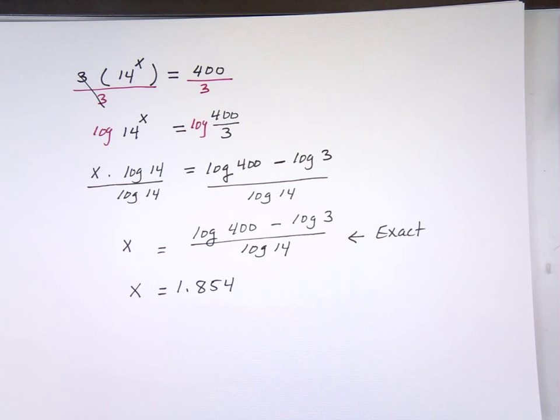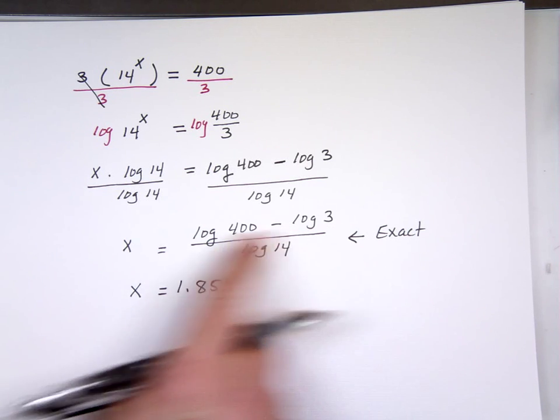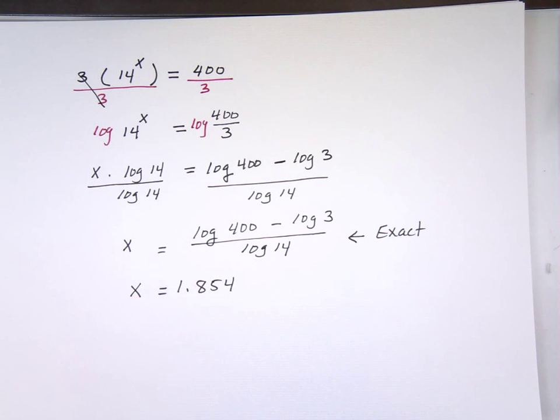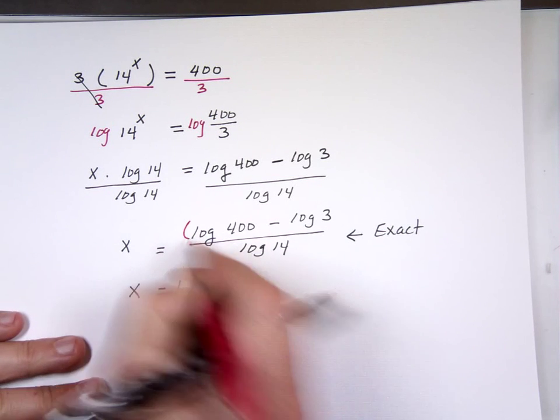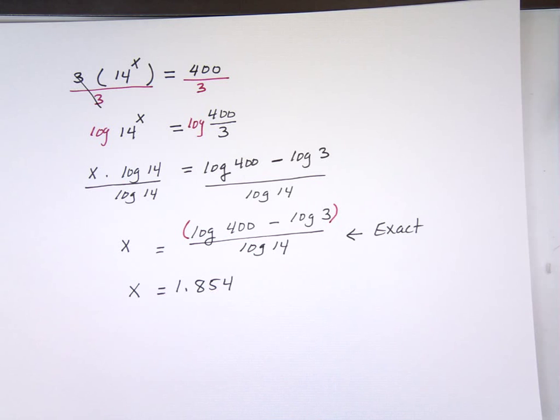Everyone get that? If you decide to write this all in one shot, make sure that you put parentheses around this to tell the calculator do all the subtractions first, then divide the result by that, if you decide to type it in one shot. Otherwise, the order of operations will kick in, and it will be the wrong answer.